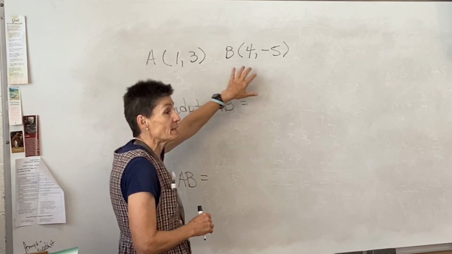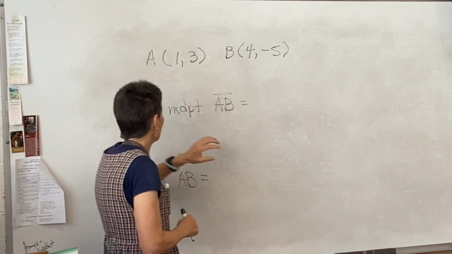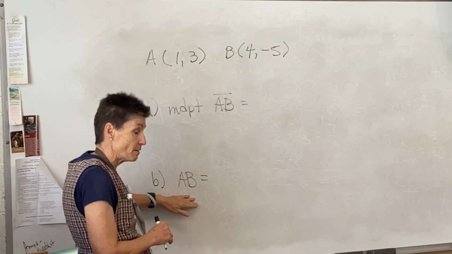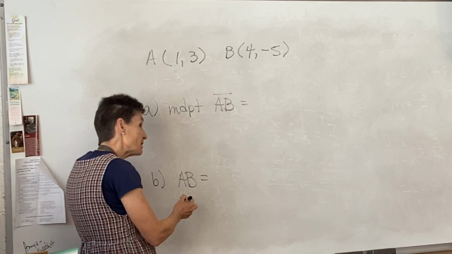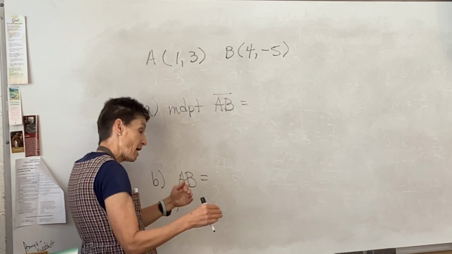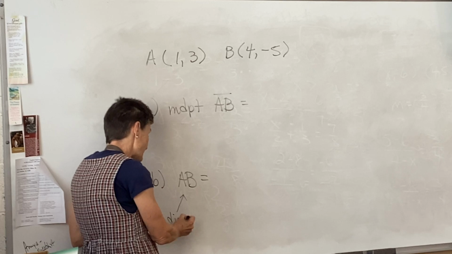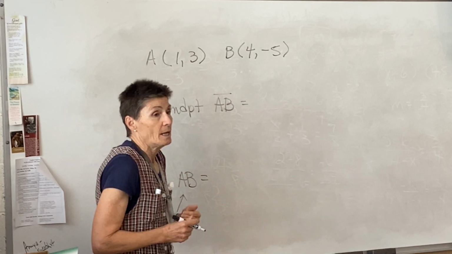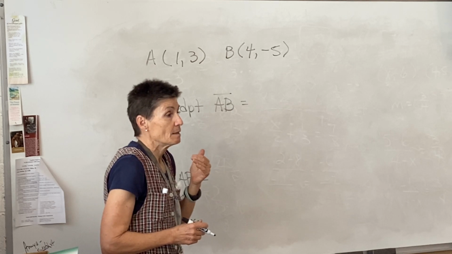I'm going to give you 2 points. I'm going to ask you to find the midpoint. I'm going to ask you to find the distance. This means distance. I'm not going to tell you that's what it means. I'm telling you now. You're supposed to know. So here we go. How do we find midpoint?